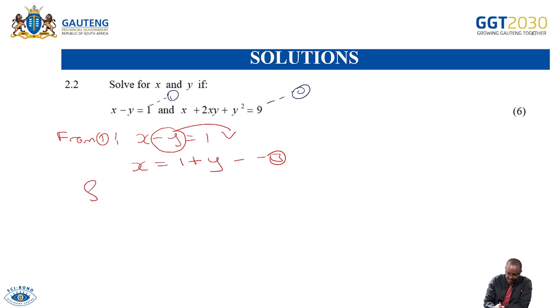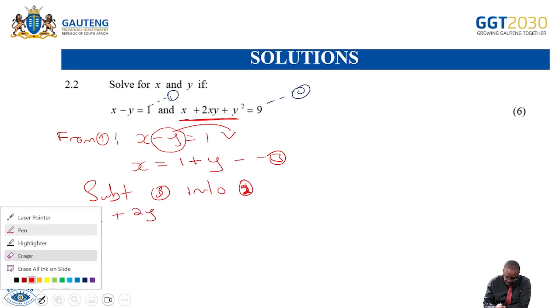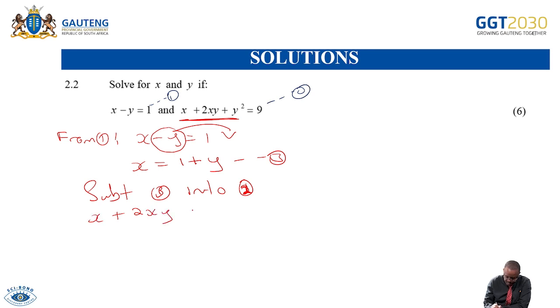So we're going to say substitute equation 3 into equation 2, sorry, not equation 1, equation 2. So we're going to have now, here we have x squared plus 2xy plus y squared is equal to 9.